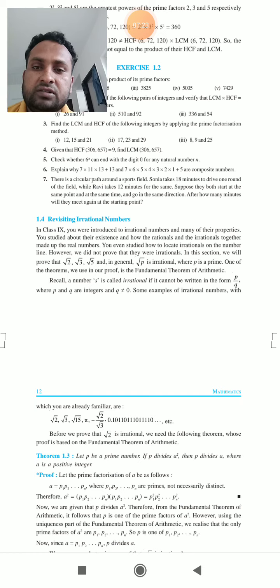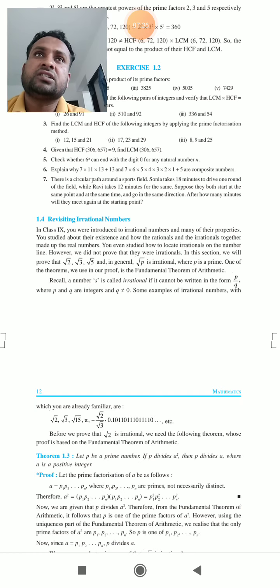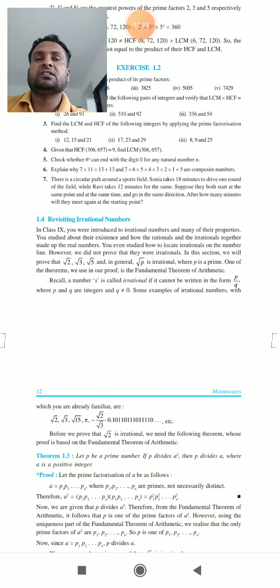Now come to the next, revisiting irrational numbers. This point is very important. What is revisiting irrational numbers? In the earlier class we learned about rational and irrational numbers. Rational numbers are those numbers you can write in the form p by q, where p and q are integers and q is not equal to 0. Such numbers are called rational, otherwise you can say irrational numbers.